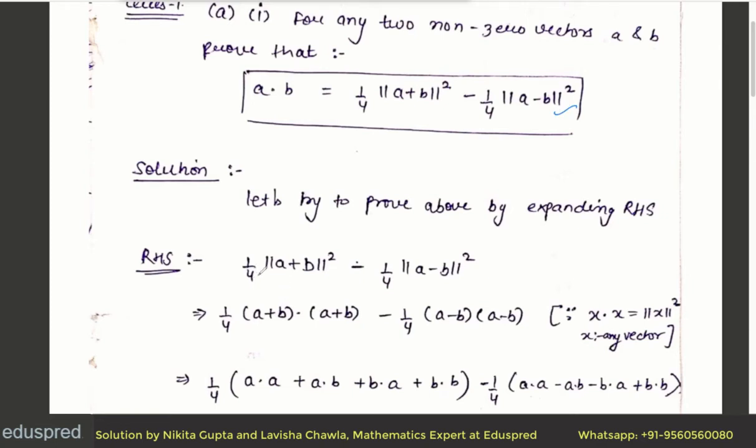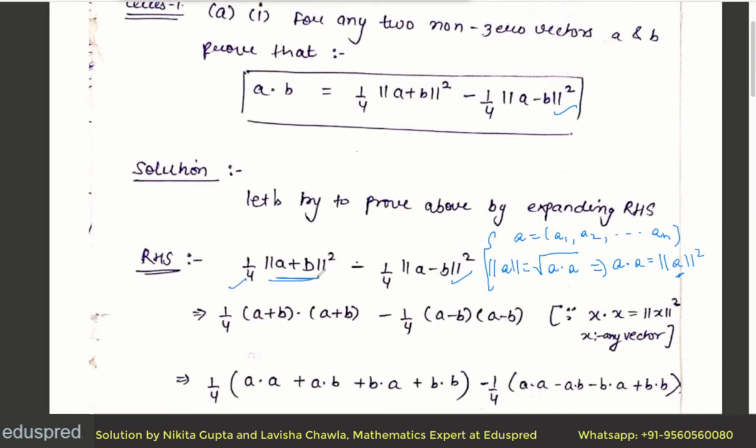So your RHS is equal to 1 divided by 4 square of norm of A plus B minus 1 divided by 4 square of norm of A minus B. So first let's quickly revise the norm. If you have a vector A which is equal to A1, A2 till AN, we define the length or norm of a vector, which is denoted like this, and this is equal to square root of dot product of A with A. So if you square both the sides, you will get that the dot product of A with A is equal to square of norm of A, where A is any arbitrary vector. So let's apply this concept to this question.